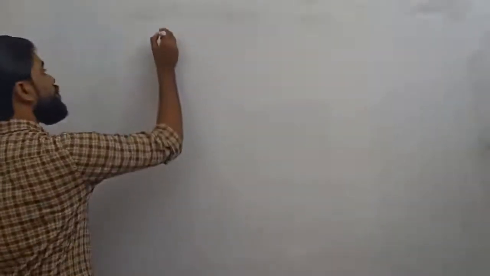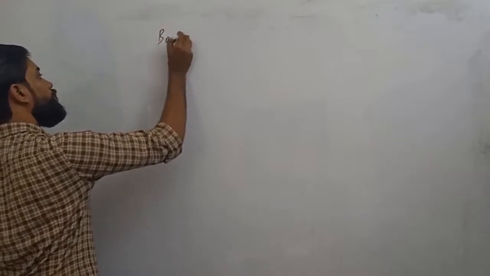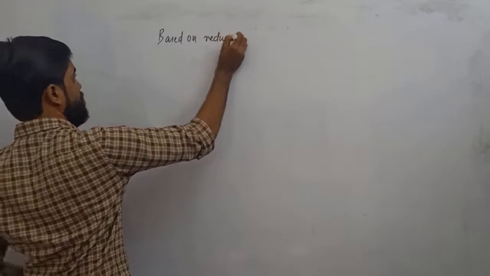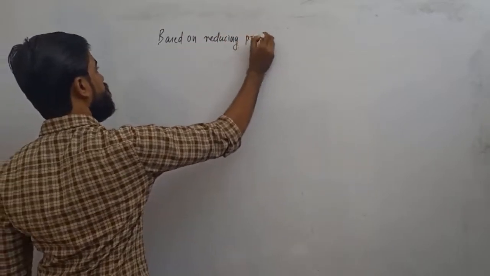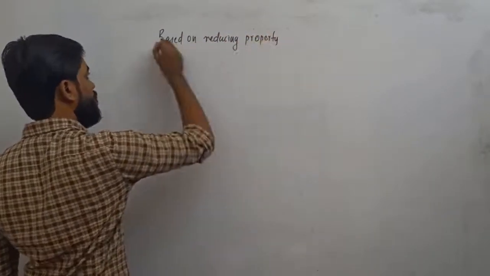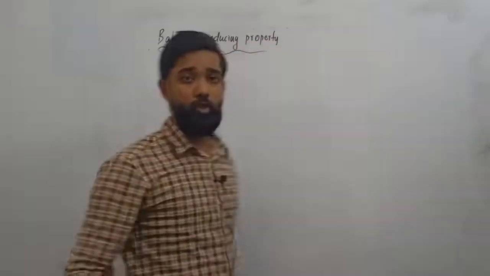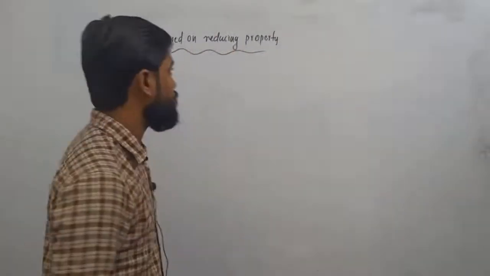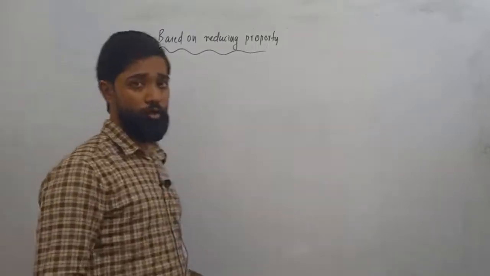Now consider the next classification in biomolecules, and the classification is based on reducing property. Based on the reducing property, carbohydrates can be classified into two: reducing sugar and non-reducing sugar.